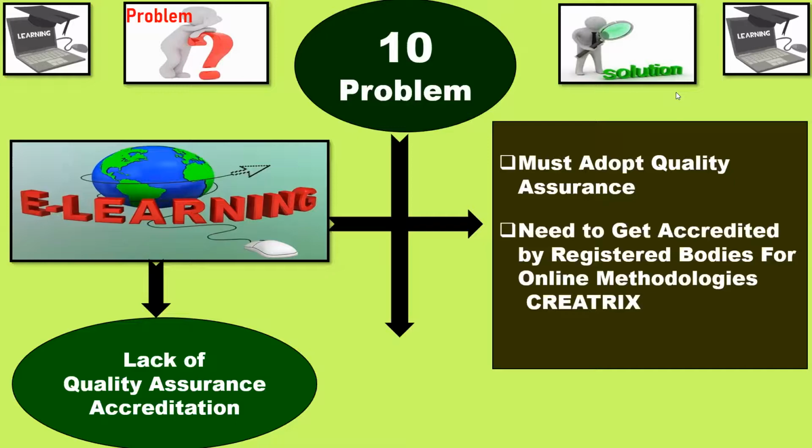Let us say, for example, Creatrix. This is one of the very important bodies, a registered body for accreditation of online methodologies. So if our online methodology, being delivered by any institution or any exclusive platform, gets accredited, it will have a lot of impact on others. So this is another important issue. Like that, we need to concentrate on quality assurance and of course accreditation.